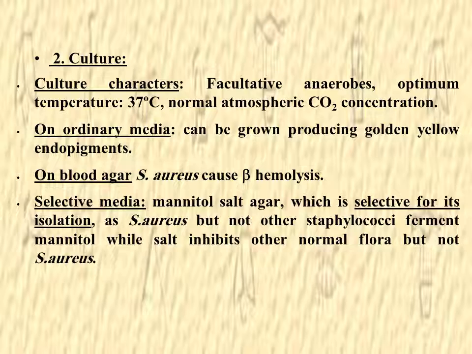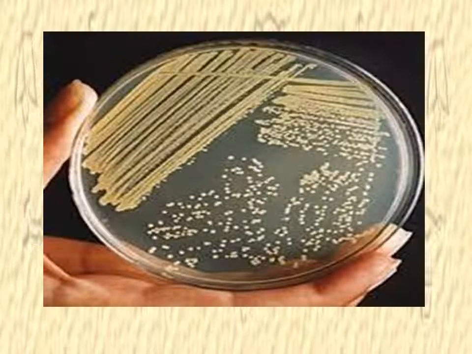We can use a selective medium, which is characterized by having a component that stimulates the growth of a certain type of bacteria and inhibits the growth of others. In this case, the presence of mannitol supports Staphylococcus aureus growth through fermenting this mannitol, and the presence of salt will inhibit other bacteria present in the normal flora other than Staphylococcus.